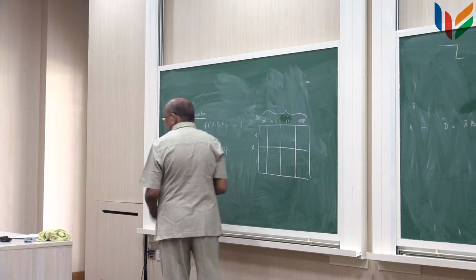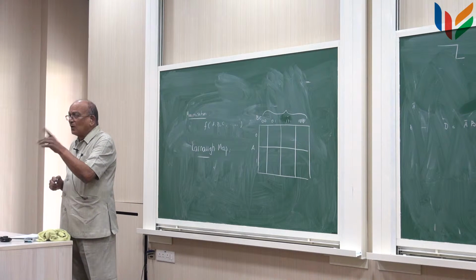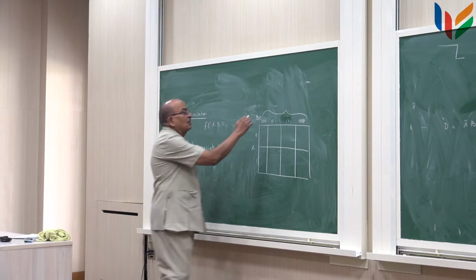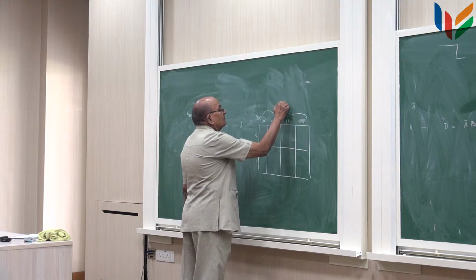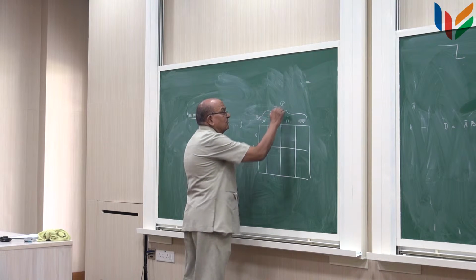Such coding of Boolean variables, such that there is only 1 bit change, is what is known as the Gray code. I don't know, is it spelled A or E? I thought it is E.